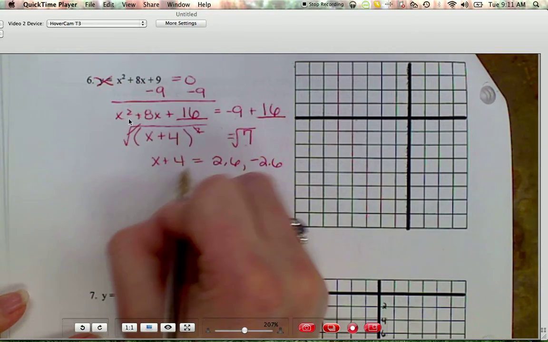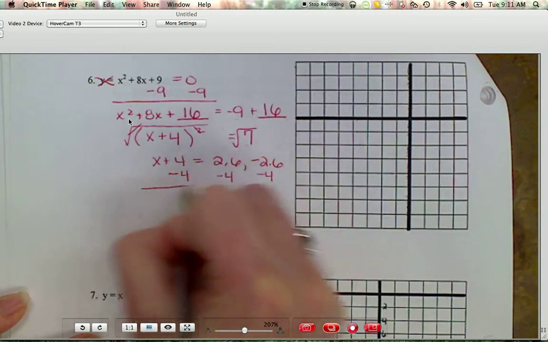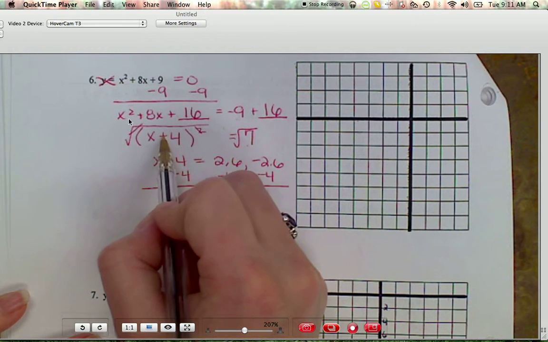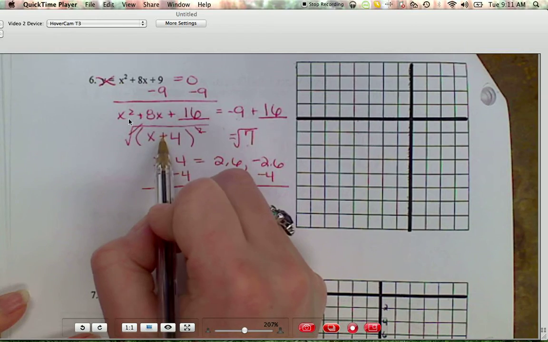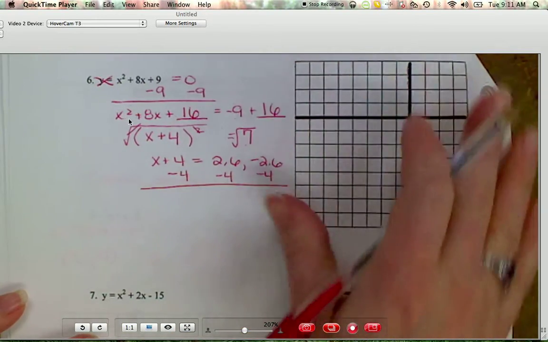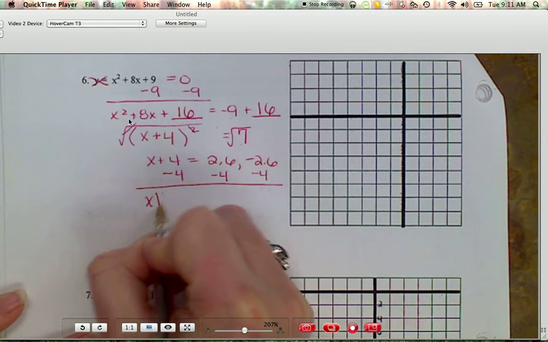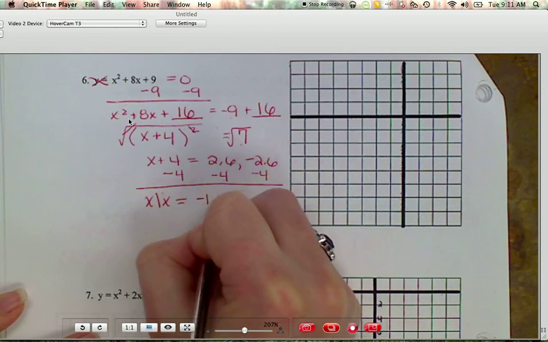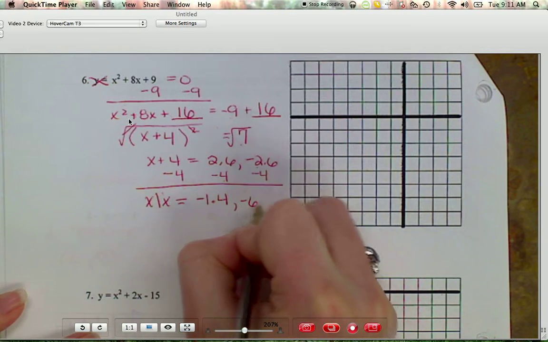We want to finish just like we finished all the others by subtracting this value or adding, depending on what the sign is here. Be very careful with your sign here. It should always match this sign here. By flipping the sign here, your points will be on the wrong side. You'll get the wrong sign, so be very careful. So we get x equals 2.6 minus 4, which is negative 1.4. Negative 2.6 minus 4, which is negative 6.6.